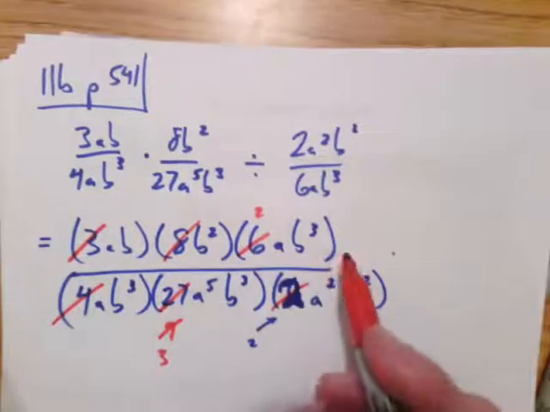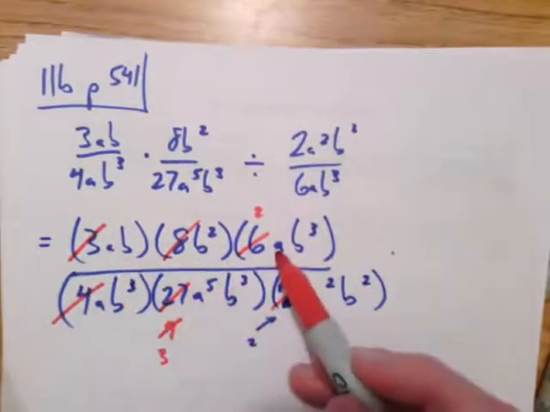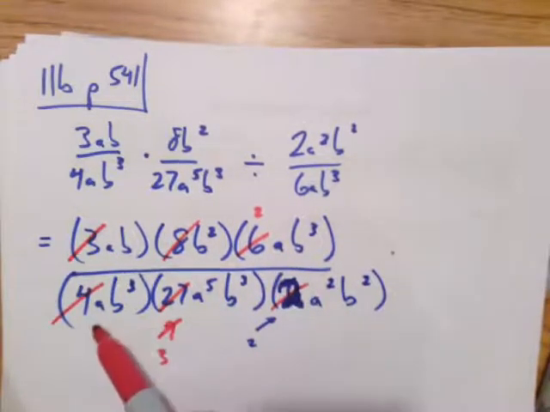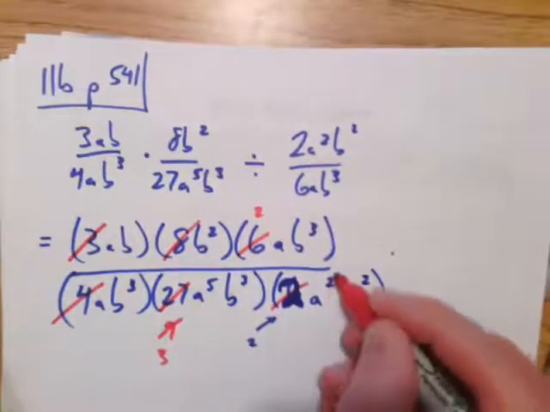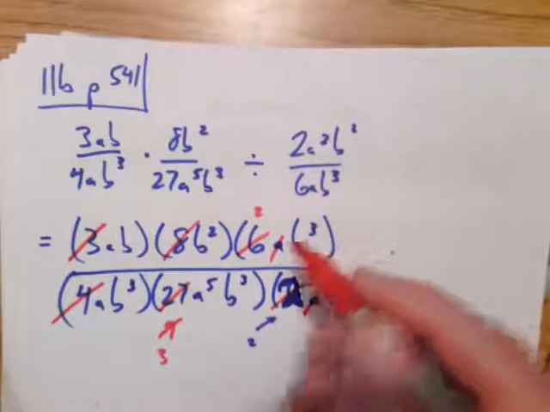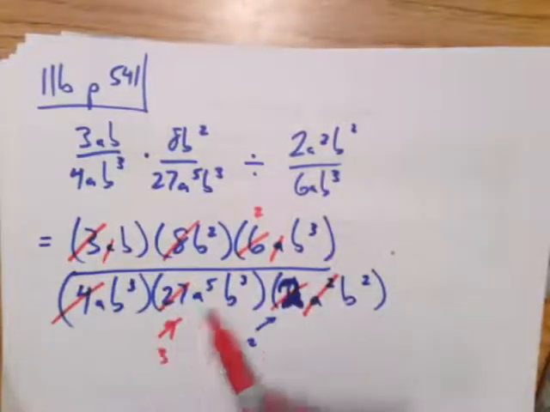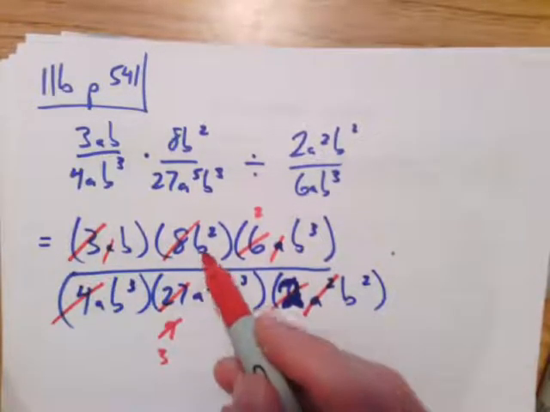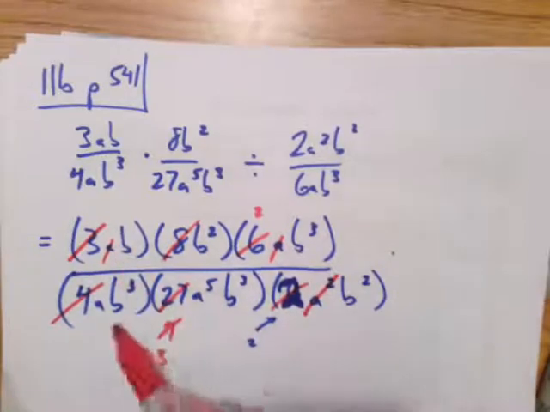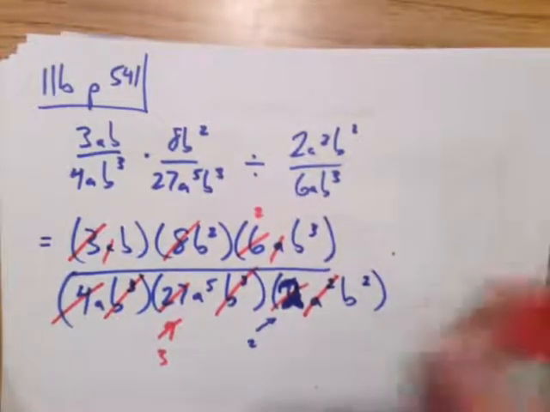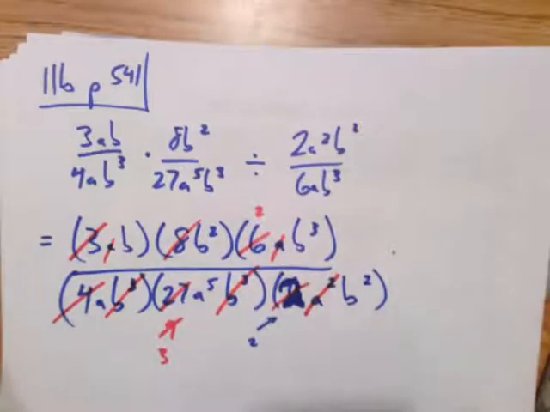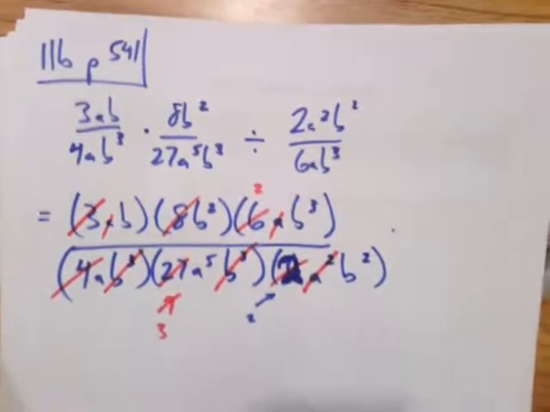Okay. Now I'm just going to count up my a's on top. I've got 1. I've got 2. I've got a squared on top. On the bottom, I've got a to the 8, but I've got an a squared I can conveniently cancel. Gets rid of that a and that a. Now b, I've got 2, 3, 4, 5, 6. I've got 6 b's. 3 there, 3 there. Done. That's it. Now we kind of collect everything.